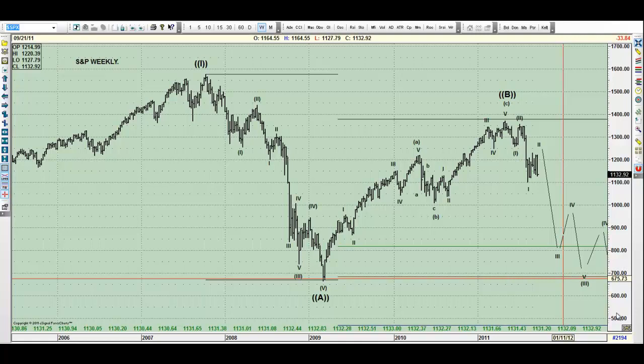This time around we're going to cover a motive wave, or an impulse. In Elliott Wave there are two types of movement: there are corrections, or there are impulses.